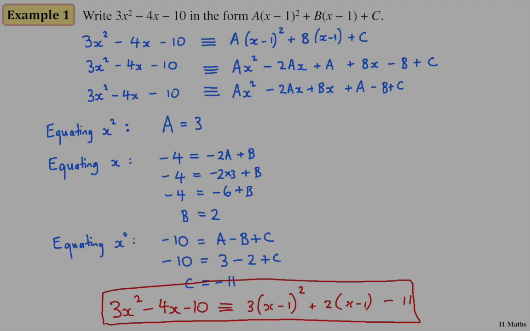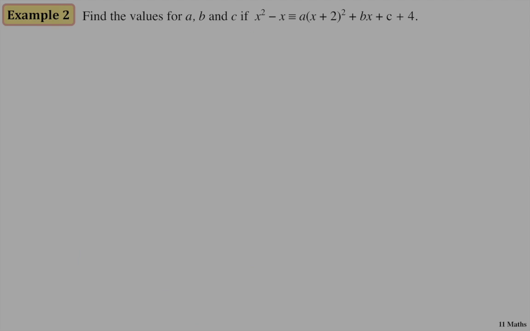Let's try example 2. We'll start by rewriting the question with the expansion. So x squared minus x is exactly the same as, now when I expand x plus 2 in brackets squared, I get this. X plus 2 in brackets squared gives x squared plus 4x plus 4. But everything's going to be timesed by a. So I need to be careful when I'm doing that. I need to multiply everything by a.